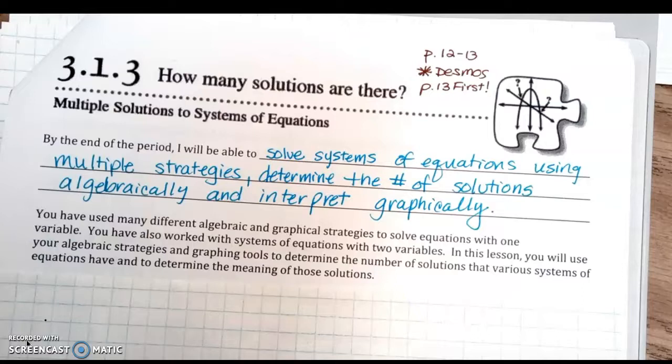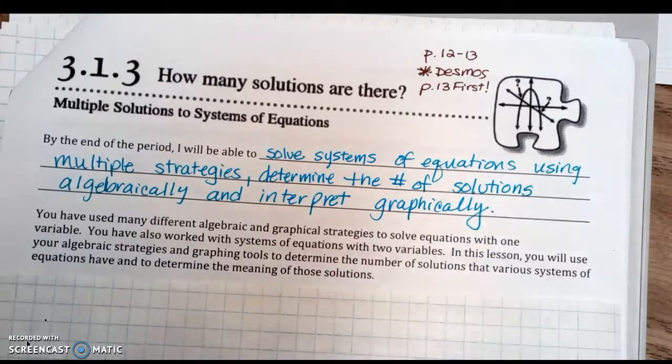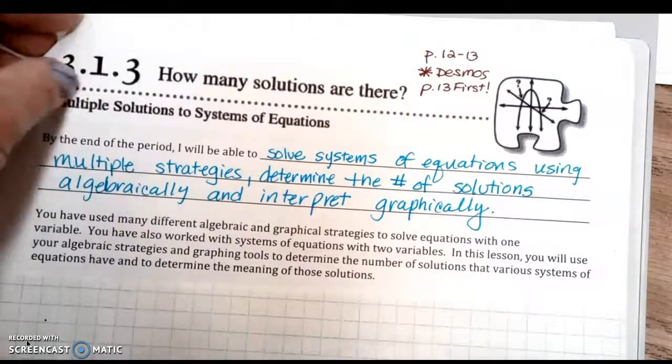You have used many different algebraic and graphical strategies to solve equations with one variable. You have also worked with systems of equations in two variables. In this lesson, you will use your algebraic strategies and graphing tools to determine the number of solutions that various systems of equations have and to determine the meaning of their solutions. All right, so we're going to flip over to page 13 first.